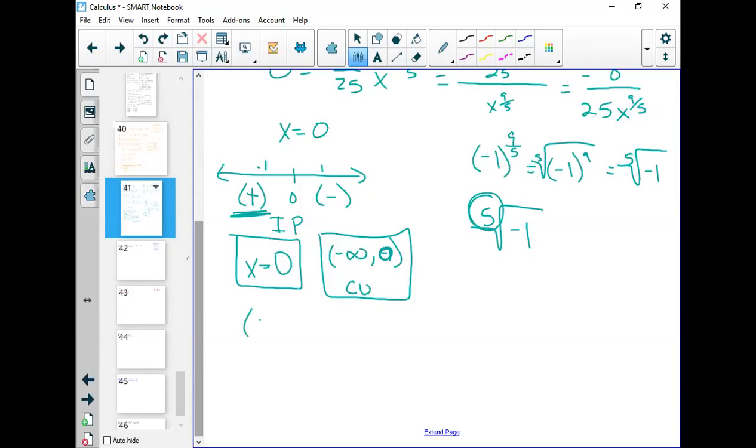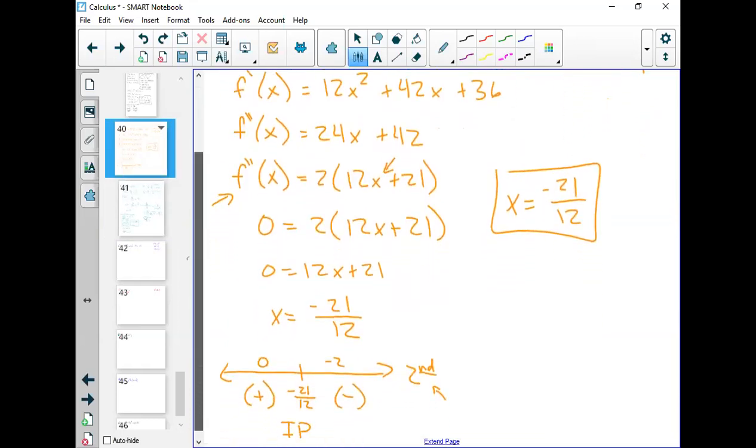And then from 0 to infinity, we're going to be, what is that letter? We'll make it a D. We're going to be concave down. Why? That's because the second derivative is negative. So when the first derivative is negative, the original function is decreasing. When the second derivative is negative, the original function is concave down. Done.